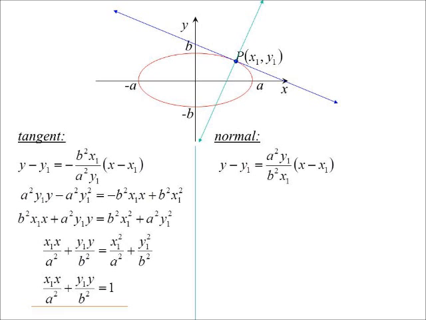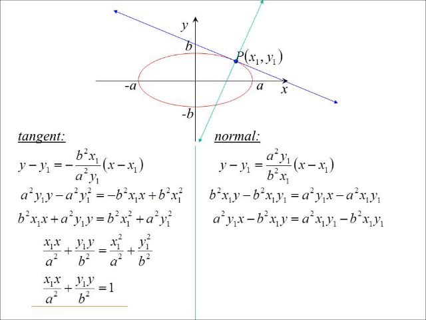All right, let's do our normal. So slope of the normal will be the negative inverse. So we've got a squared y1 on b squared x1. Expanding that one out, and again, I've moved everything that has a pronumeral, so the x and the y, on the left-hand side, everything that just has constants on the right-hand side. I'd love it if there was a nice, neat trick like this last one, but there's not. I'm just going to divide everything by x1, y1, and that's really the best I can do.